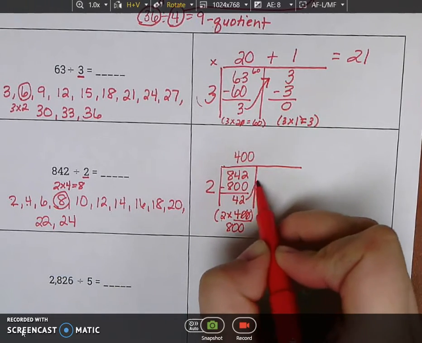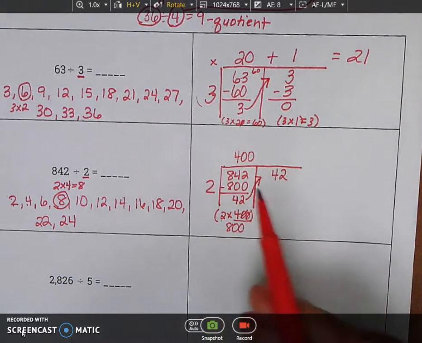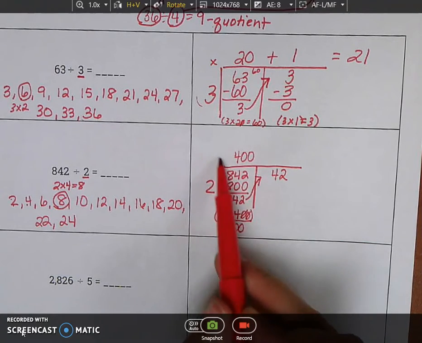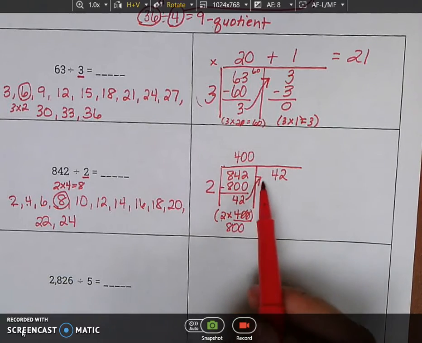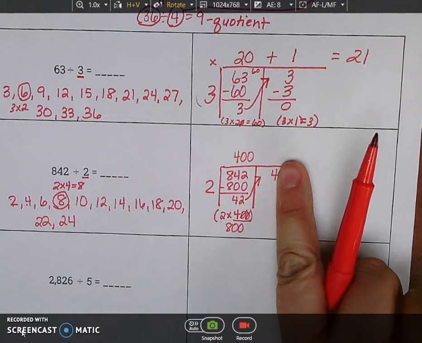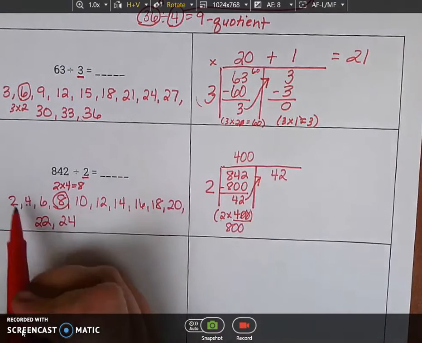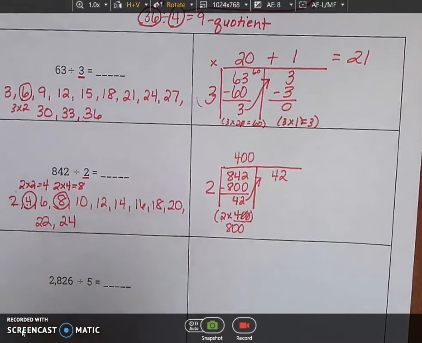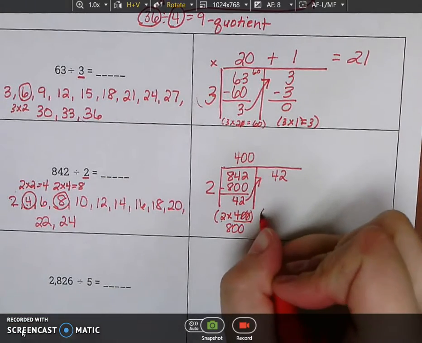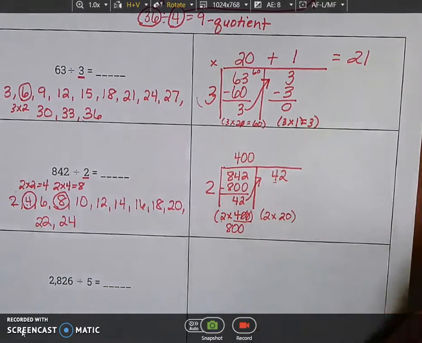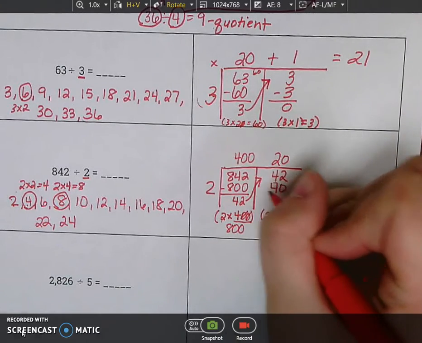Subtract. Bring that next number up so we can figure out how many times. So far we figured out that 2 can fit into 842 400 times. And that would give us 800. So now I've got 42. So how many times can 2 fit into 42? Well, how many times can 2 fit into 4? 2 can fit into 4 2 times, because 2 times 2 is 4. But it's not just 2, because the 4 is in the tens place. It would be 20. So 2 times 20. 2 times 20 is 40.